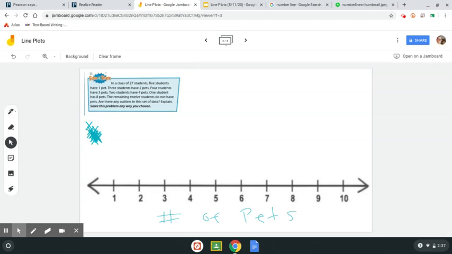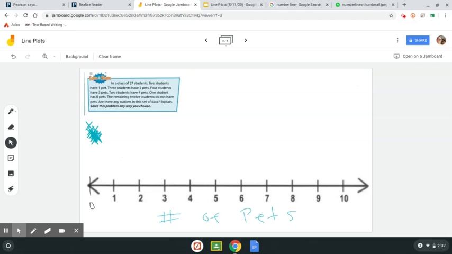Okay, so it'd be really helpful if we had a 0 on this number line. So I'm going to draw that in. Let's use the pen. And the 0 would fall right about here. So let's start by graphing this data.